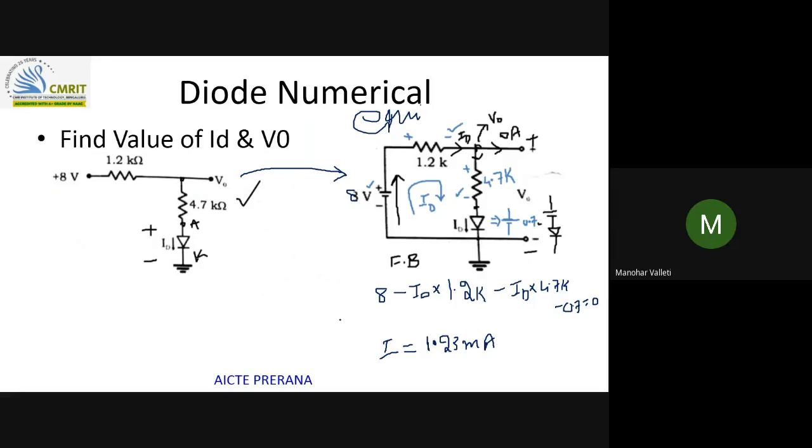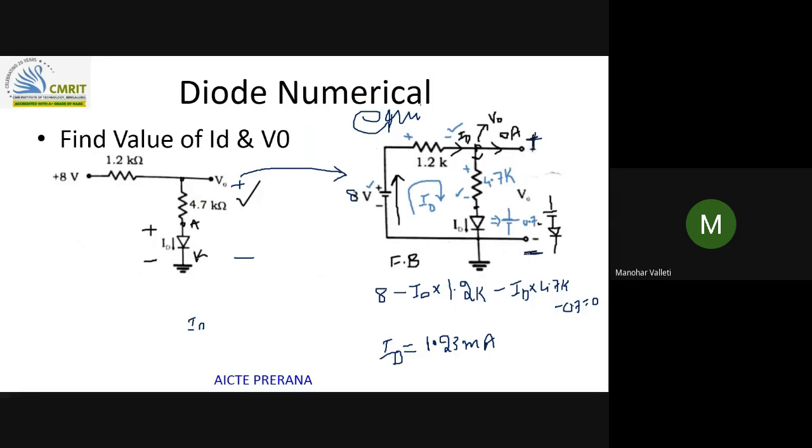See, you will get the idea from here. Same way, once you got ID, this is ID. Once you got ID, you can easily find out V naught from this equivalent circuit. V naught is here, this one.